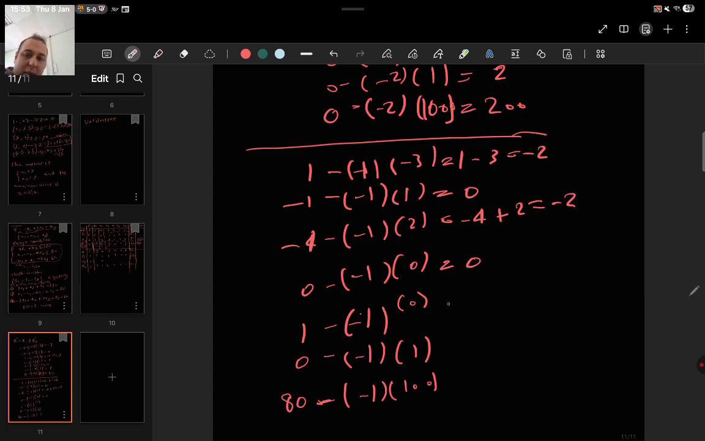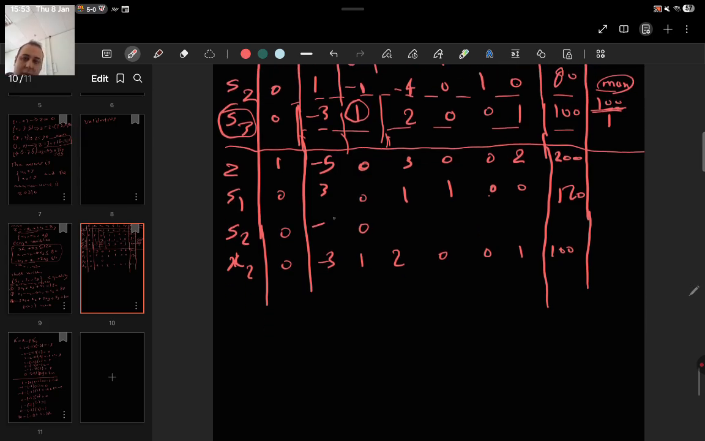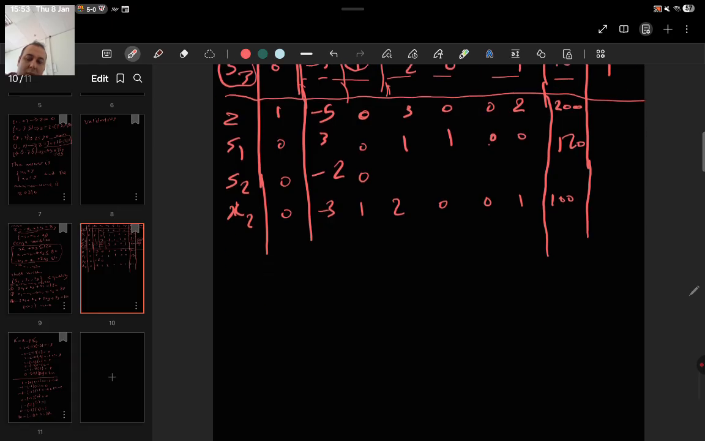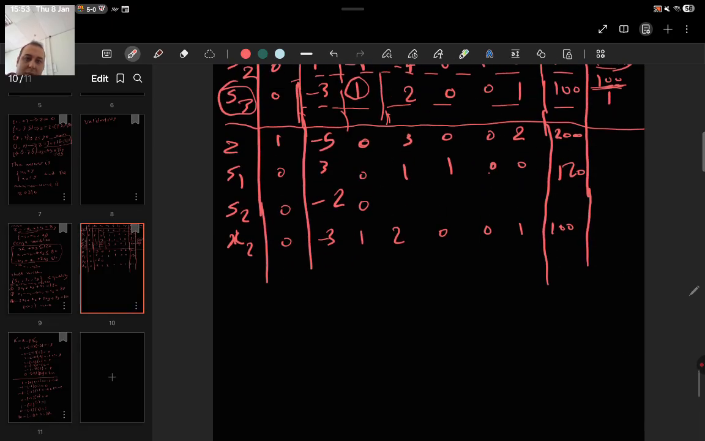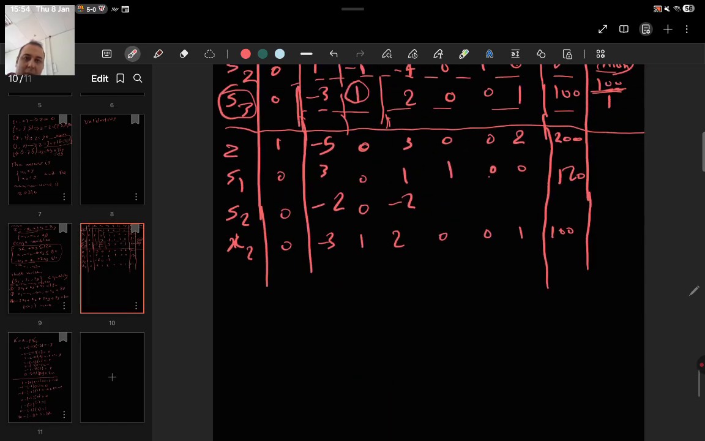This one will be 0. This will be 1. This will be 1. This will be 180, right? So we write down here minus 2, 0, minus 2, 0, 1, 180. Okay, complete. Iteration number 1.